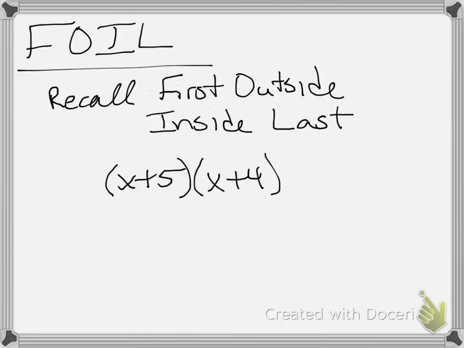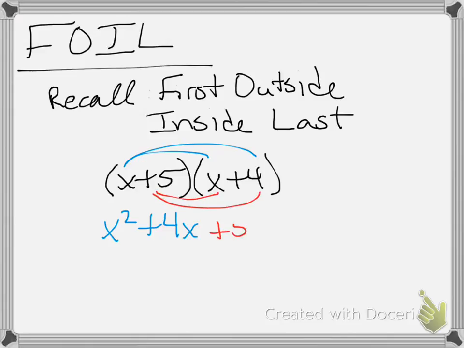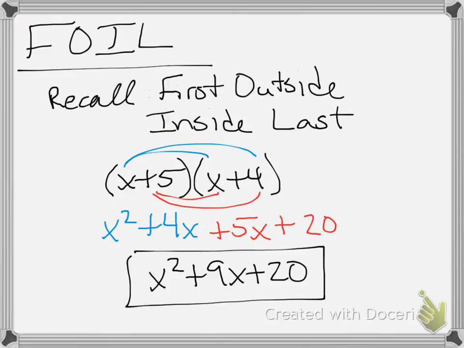First, you do x times x, you get x squared. Outside, you do x times 4, and you get 4x. Inside, 5 times x gives you 5x. Last, 5 times 4 gives you 20. So we have x squared plus 4x plus 5x plus 20. Combine our like terms, which are 4x and 5x, and you get x squared plus 9x plus 20. And that is your final answer.